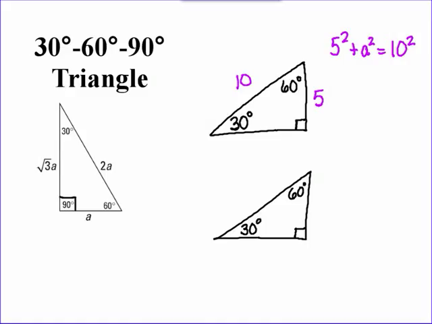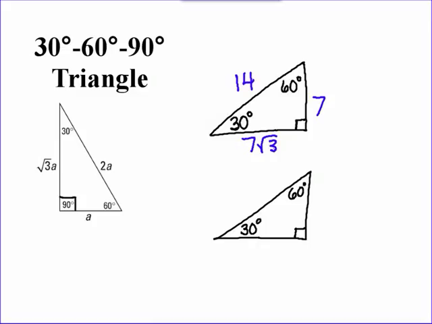So let's try another one. Okay, and then we'll get to the one that nobody likes. So let's try this one. Let's say that this one's 14. That'd be 7. So the shortest side is 7. The other side is 7 root 3.